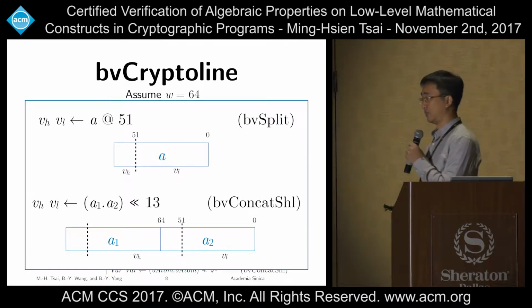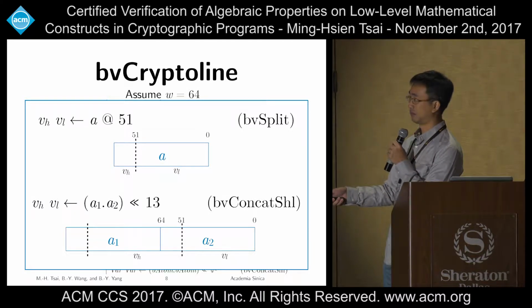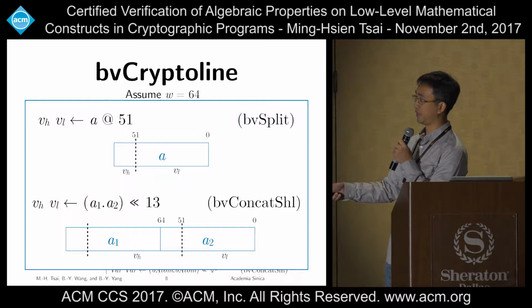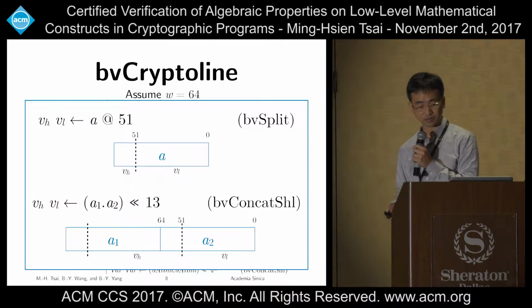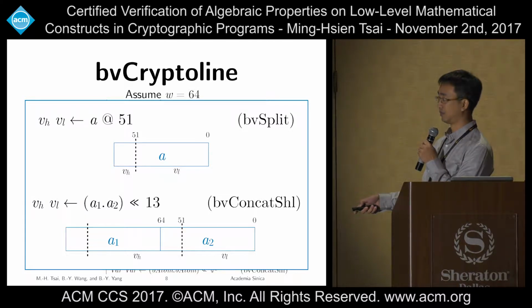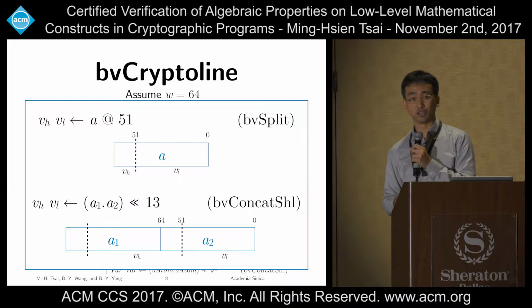For split, it means that we split a bit vector A at position 51, and then assign the high part to VH and the low part to VL. So this is split. For concat shift, we concatenate two bit vectors A1 and A2, then shift 13 bits from A2 into A1. We assign this part to VH and this part to VL. So this is concat shifting.